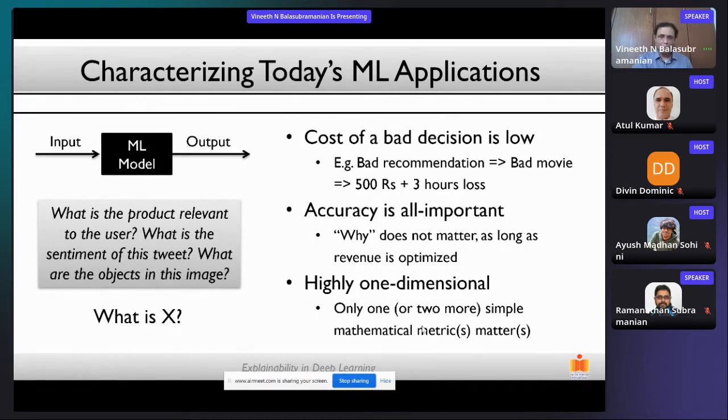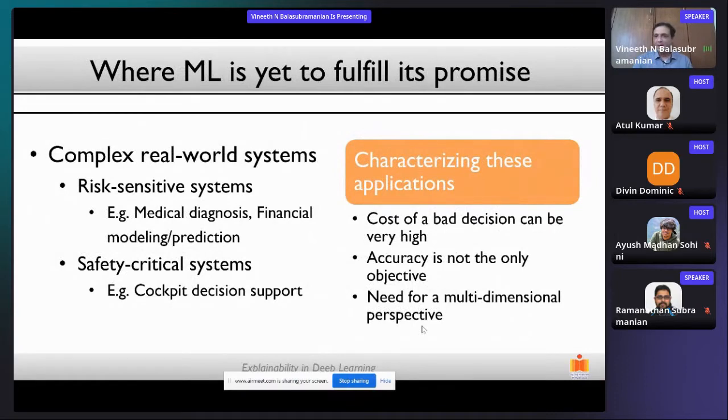So then what is it that we really want? Where is it that we still feel this is not good enough? It is more complex real-world systems. If you consider, say, risk-sensitive systems or safety critical systems, be it medical diagnosis, financial modeling or prediction, or say something like cockpit decision support.